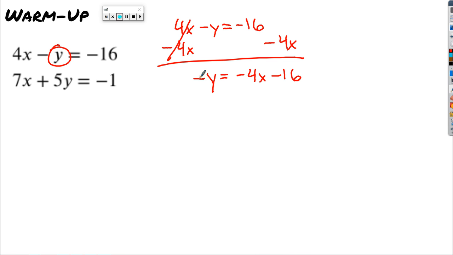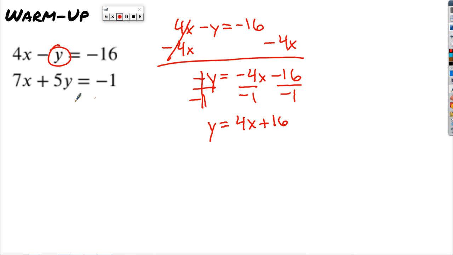The first thing I notice is I have this negative. So it's like a -1, so I'm just simply going to divide -1 to everything here. That way it cancels out, and I now have a positive y. Negative over negative makes this a positive 4x. Negative over negative makes this also a positive 16. So I have my y solved for.